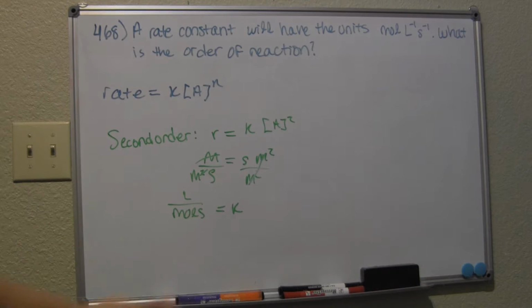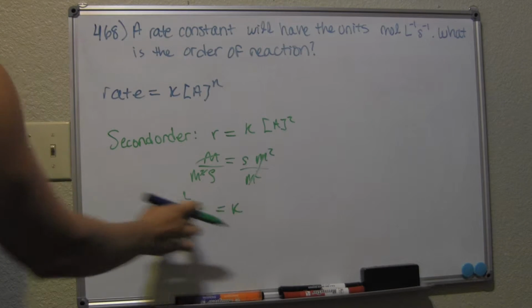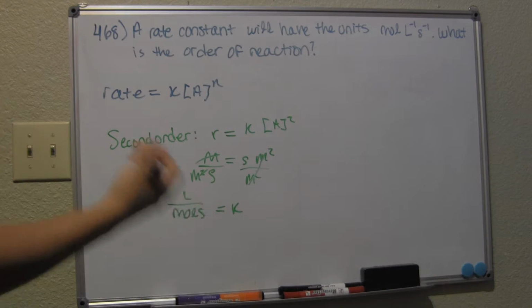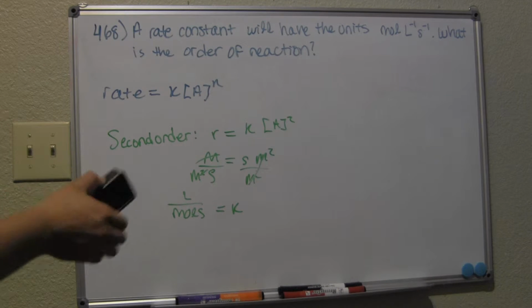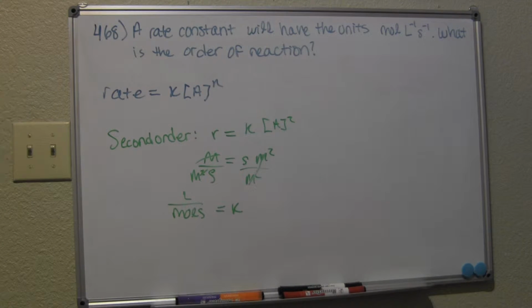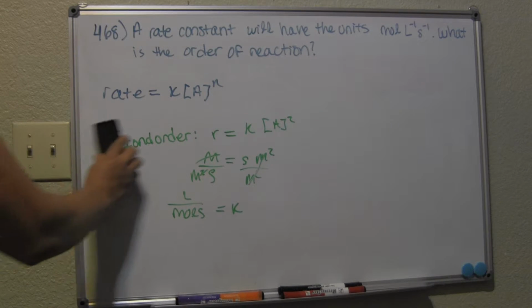So what you can take from this is that if you're given the units of K in liters per mole per second, you can automatically assume that it's a second order reaction. Let me show you how it differs when you're doing first order, for example. Go ahead and pause the video if you want to take that down. I'm going to be erasing right now, and here we go.